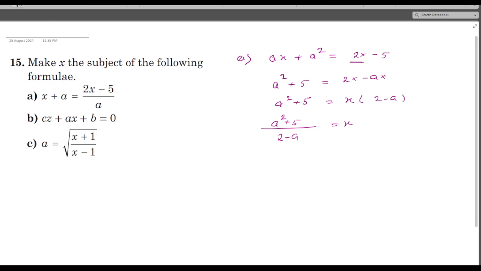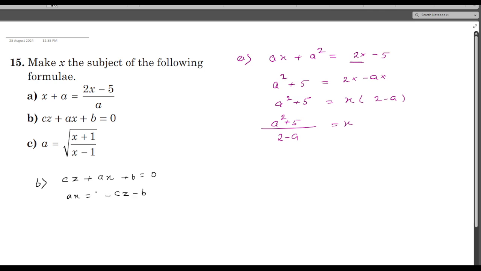Okay. Now B. B part is cz plus ax plus b equals 0. I have to make x the subject. So I will say that ax is equal to minus cz minus b. Okay, both plus terms will go on the other side as minus, and therefore x is minus cz minus b. So let us take minus common. So x is minus (cz plus b) whole divided by a.